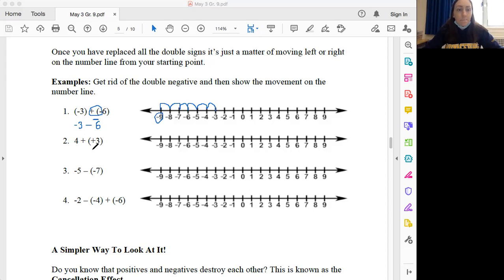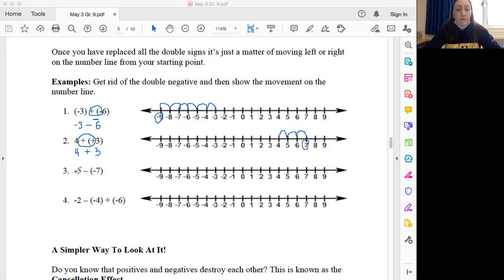Okay. If we look at number 2, we have 4 plus +3. So we have two signs beside each other. And because they're both positive, that means that it is going to be a plus. So we're going to put 4 plus 3. Okay, so in this case, we're going to start at 4. And because it's plus, you're going to move to the right. So you're going to move 3 to the right, and that'll give you your answer. Okay, so your answer here is 7.